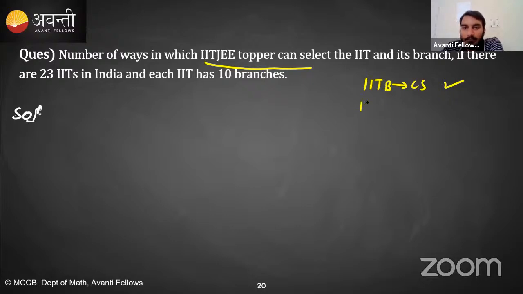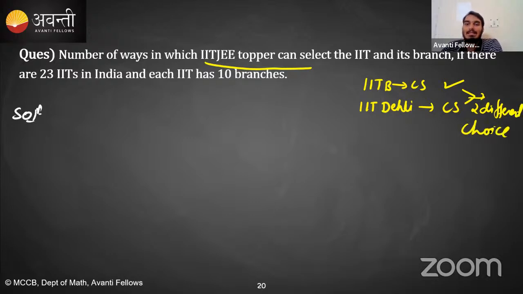And let's say maybe another person is going to IIT Delhi, taking IIT Delhi and CS. Yes or no? So these two are two different choices. Clearly, taking CS in IIT Bombay or CS in IIT Delhi are two different choices. Right? So now tell me student, in how many ways can one person choose an IIT? How many ways? 23 IITs are there.